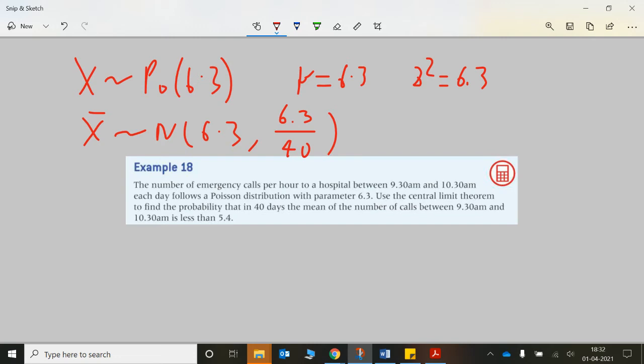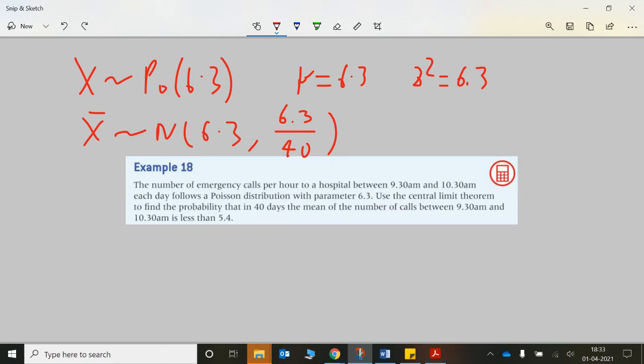So what's it saying again? Find the probability that in 40 days, the mean of the number of calls between 9:30 and 10:30 is less than 5.4. So we're taking 40 observations, we're adding them together essentially and dividing by 40 to get this mean. So n is 40 in this case, 40 observations. There we go. We can go straight to this. Okay, so this is an example of where the central limit theorem is possible. It's also possible because n is greater than or equal to 30 as well.